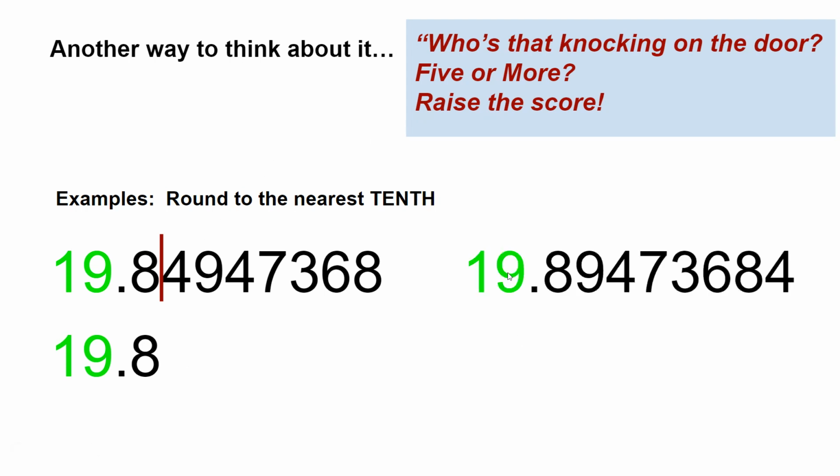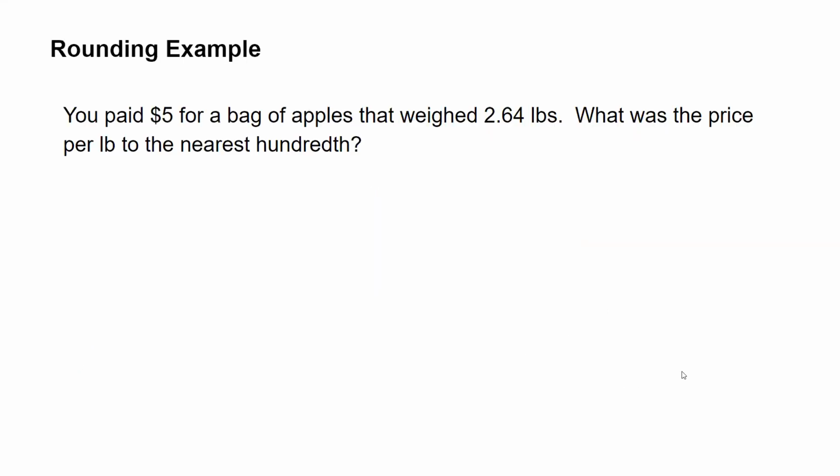Look at another example, 19.89, etc. Let's put up our door again. In this case, it's going to go just to the right of the 8, between the 8 and the 9. And we're doing it there because the 8 is in the tenths place. That's where we're rounding to. 9 is now knocking on the door. 9 is 5 or more. So raise the score means increase this number by 1. And we get 19.9. So feel free to pause the video, rewind a little bit, watch that again if you'd like to review those steps.